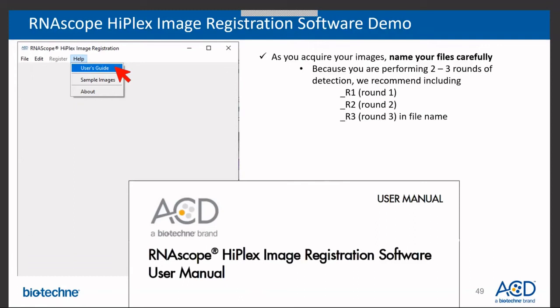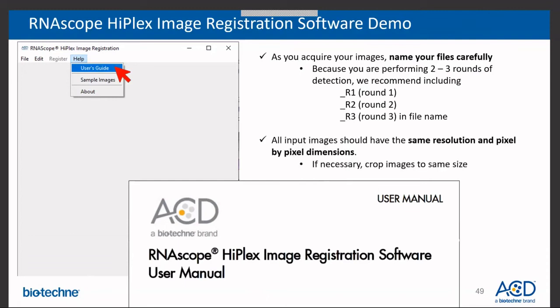To highlight just a couple of tips, as you're acquiring your images at the microscope, name your files carefully because you're performing 2 or 3 rounds of detection, right? So you want to include something like underscore R1 for round 1, underscore R2, such that you know which round of imaging each image came from originally. The other really important thing here is the software requires that images that you're trying to overlay are the same size, same resolution, same pixel by pixel dimensions. So if necessary, use Fiji and crop your images to the same size.